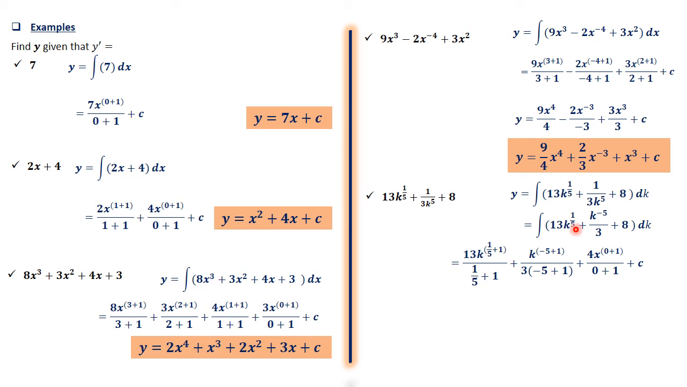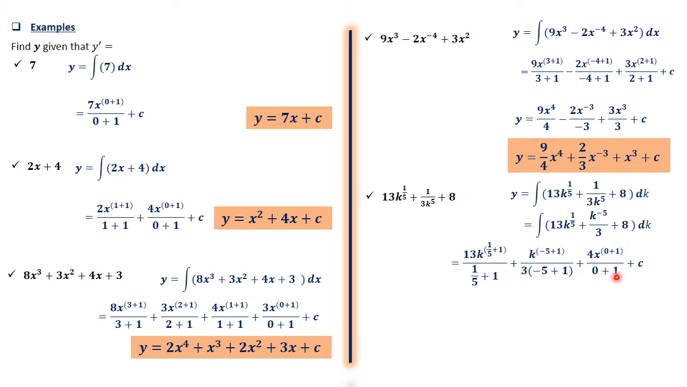13k raised to the power 5th, that one there, plus 1. Then divided by 1/5 plus 1. The next one plus k is raised to the power negative 5, so we have k raised to the power negative 5 plus 1 divided by minus 5 plus 1. Please notice there was a 3. That's a 3 here. So you don't need to be worrying where that comes from.